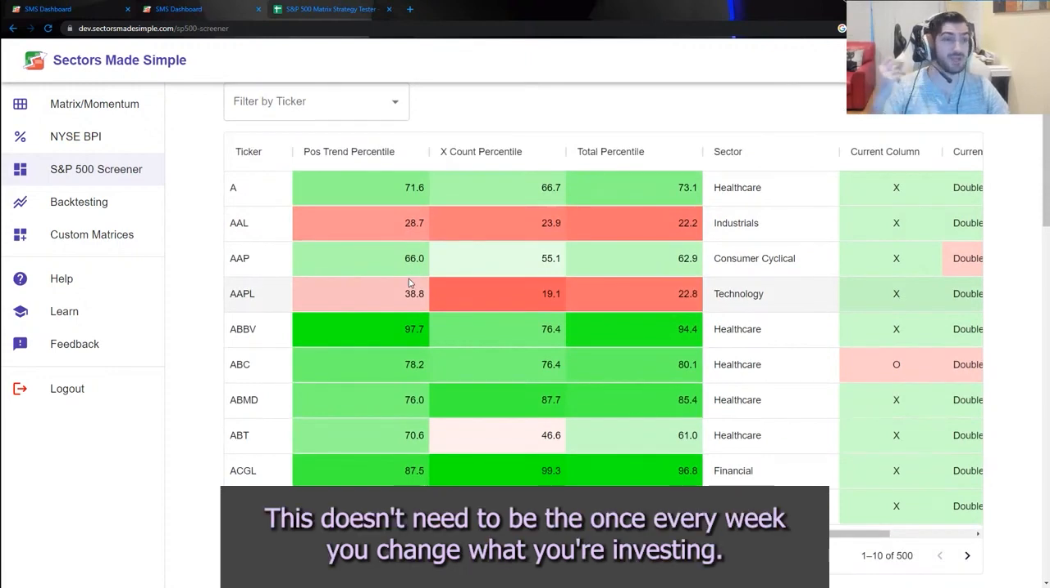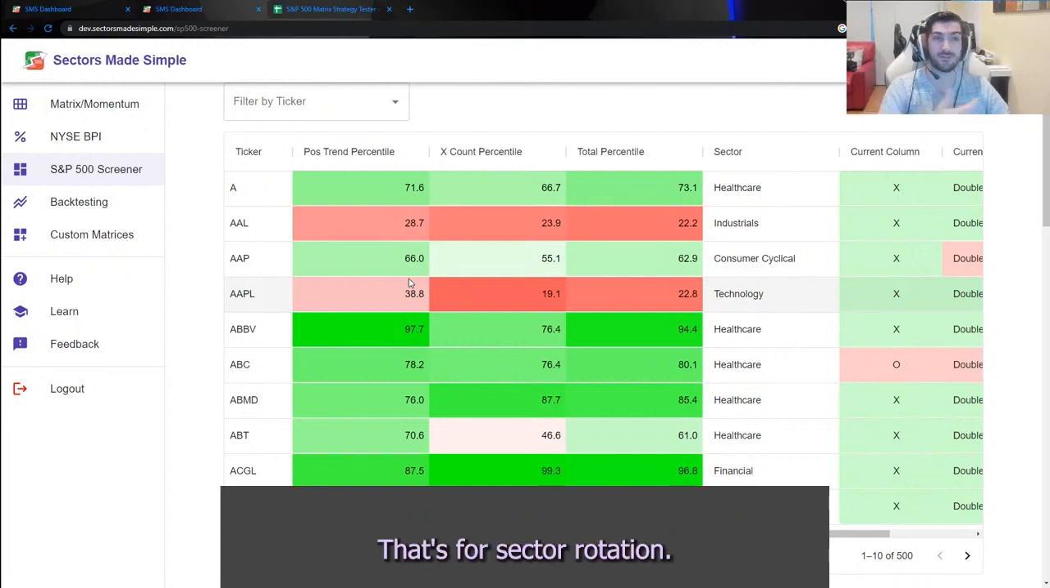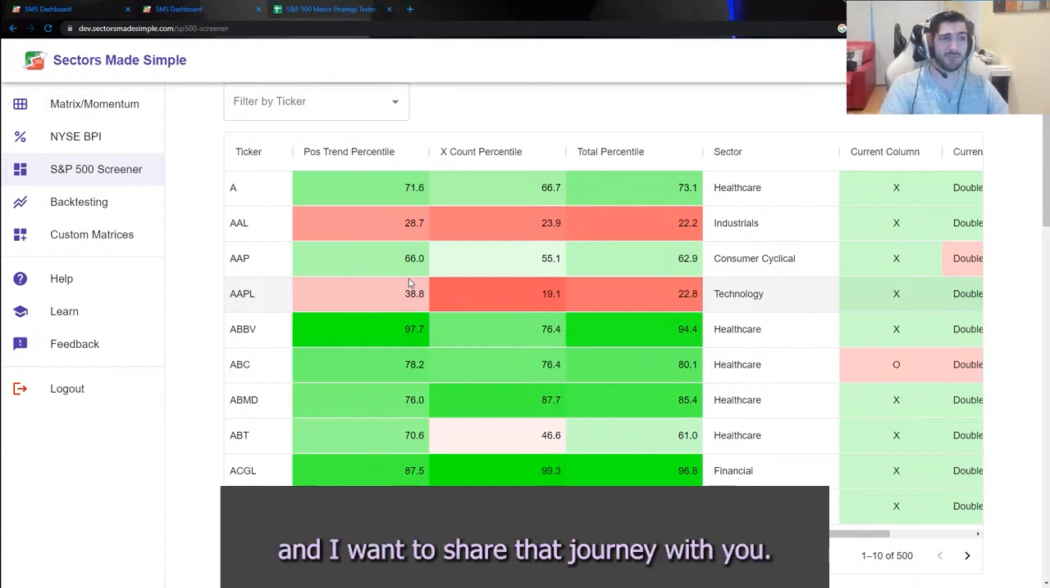This doesn't need to be the once every week you change what you're investing. That's for sector rotation. Is that needed for investing in companies? I don't know. But I want to find out. And I want to share that journey with you. What I've shown you today is step 1.